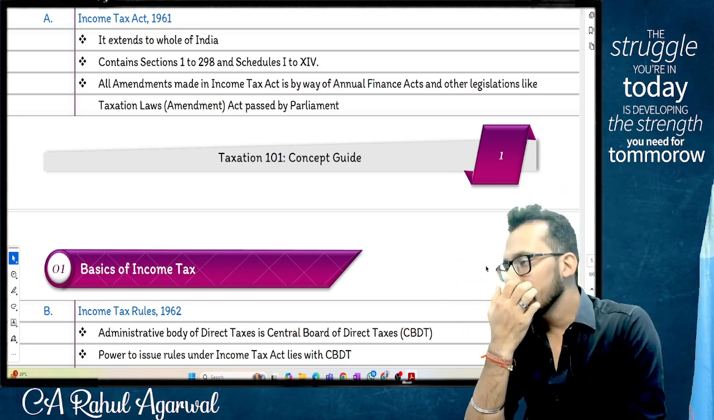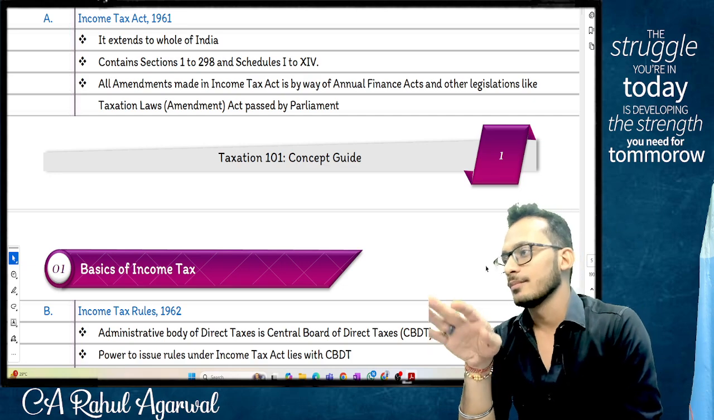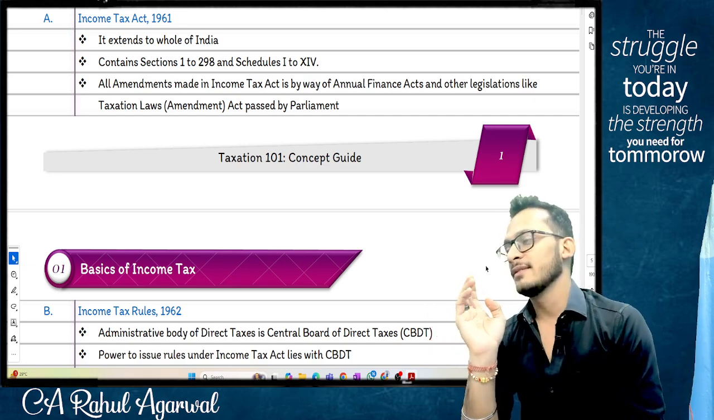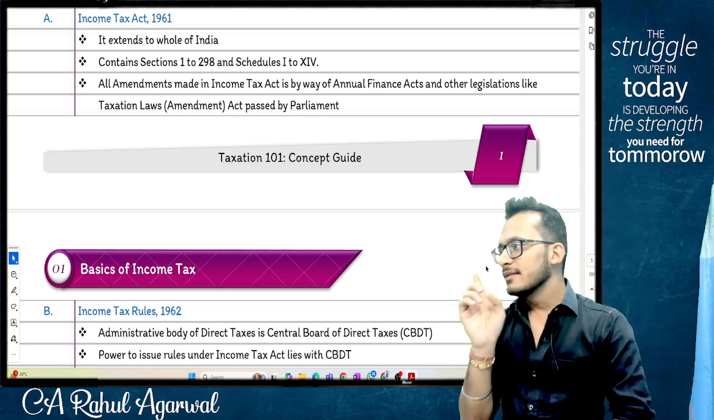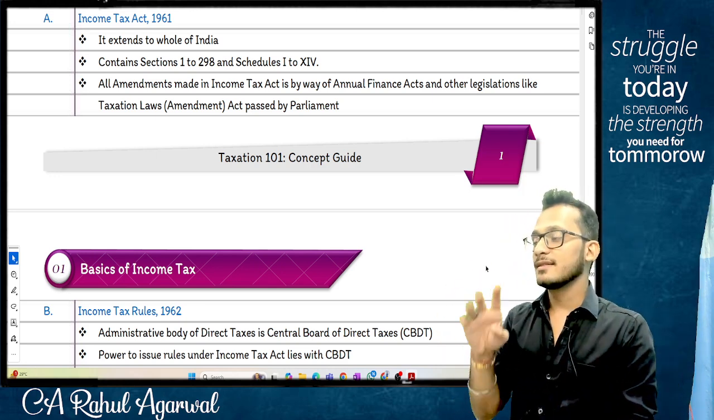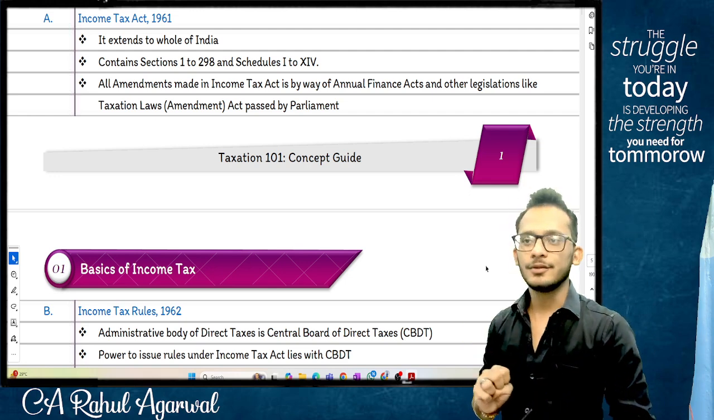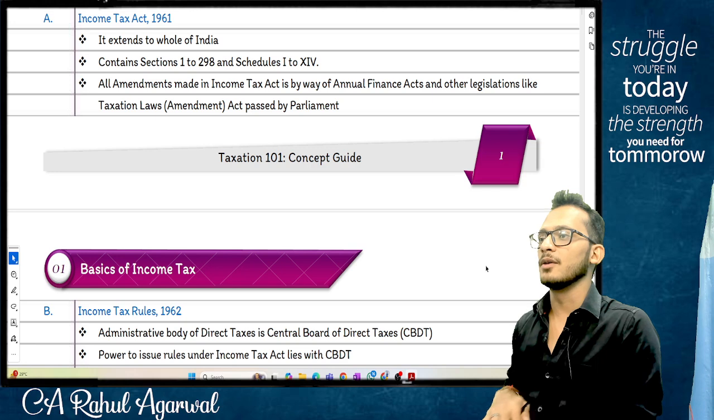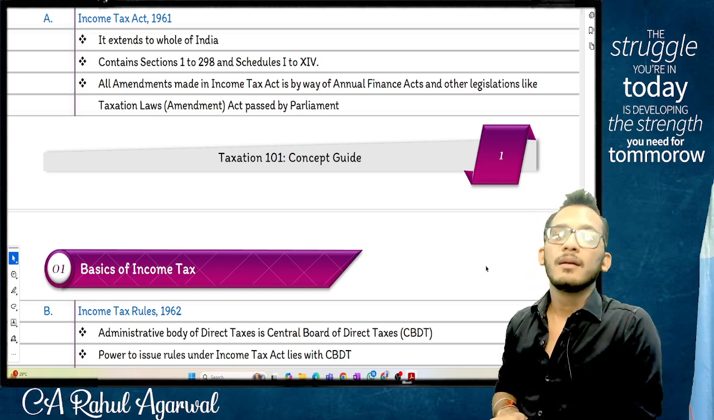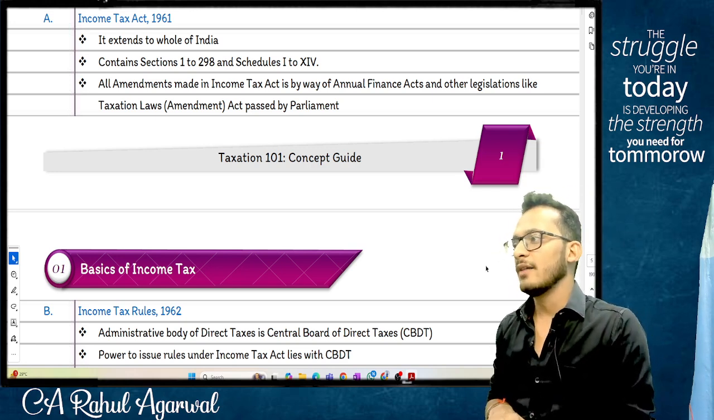Section 3. In income tax, section 3 is not your charging section. Unlike other acts, section 3 would normally be your charging section. In income tax, section 4 is your charging section, which talks about why income tax.